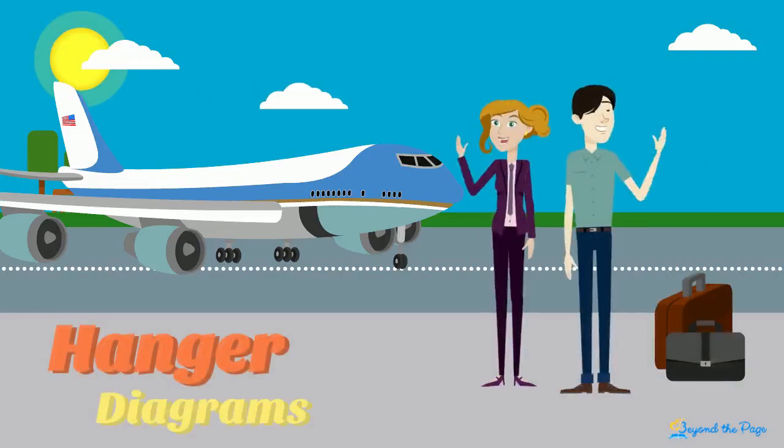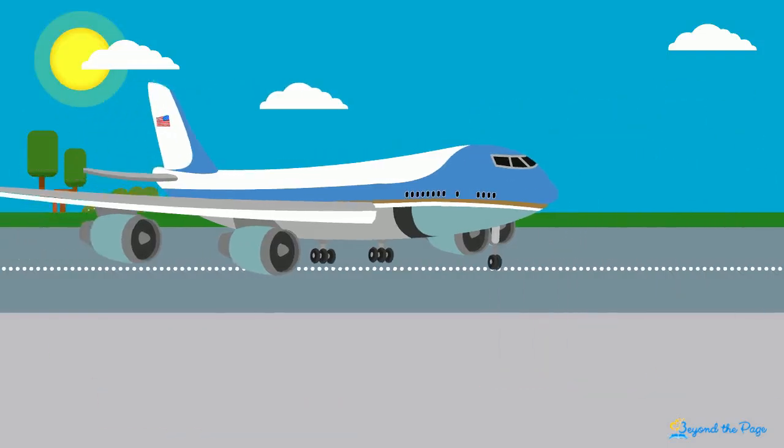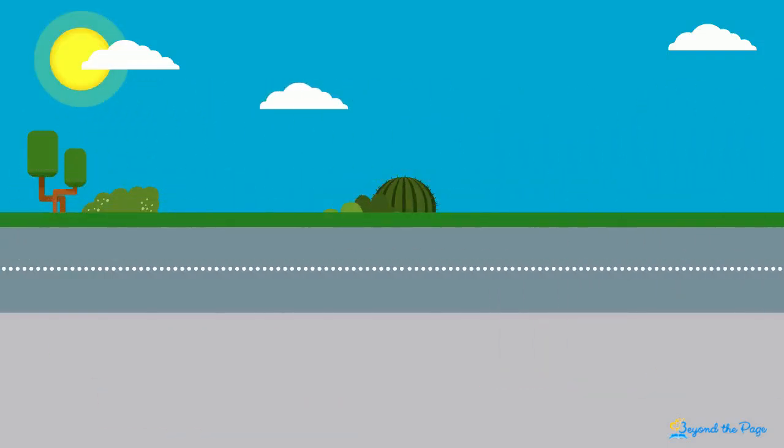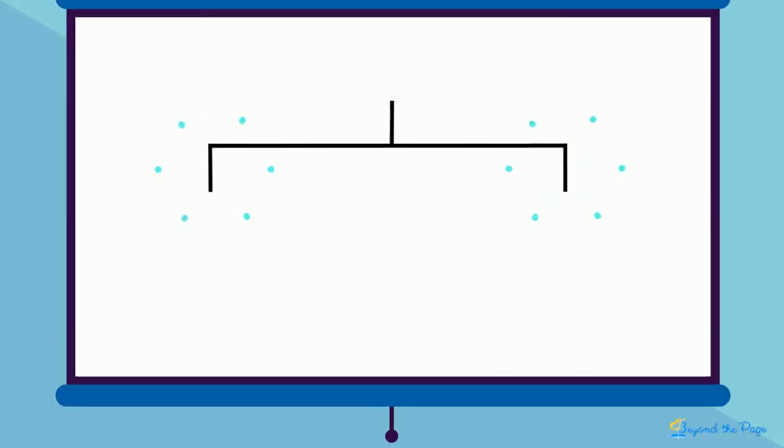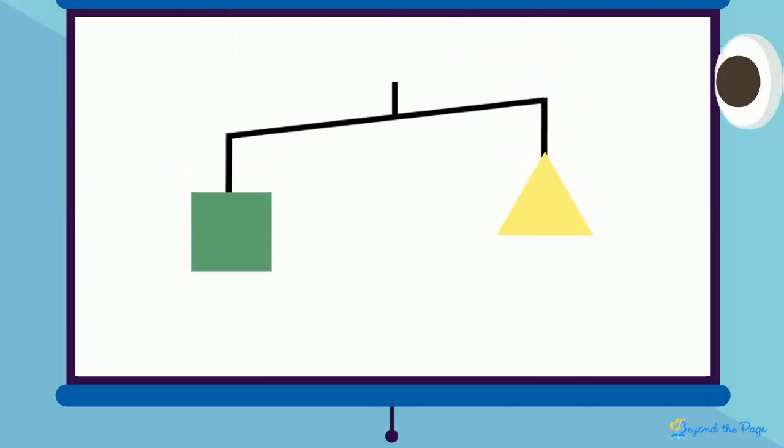Hanger diagrams. The hanger diagram shows a hanger with two sides. Each side of the hanger represents an expression in the equation. First, look at a hanger diagram that isn't balanced.